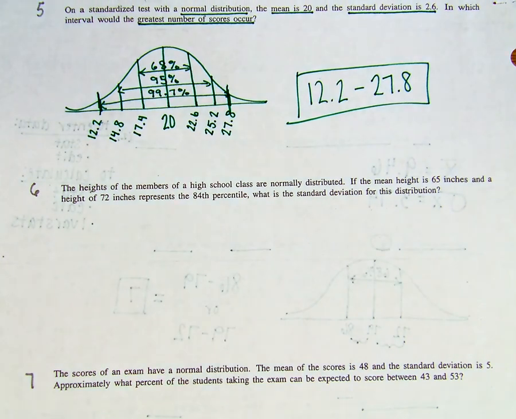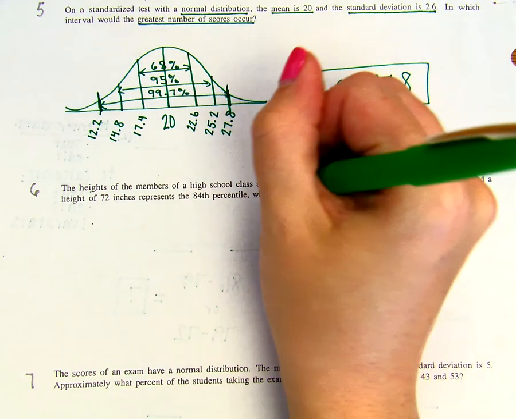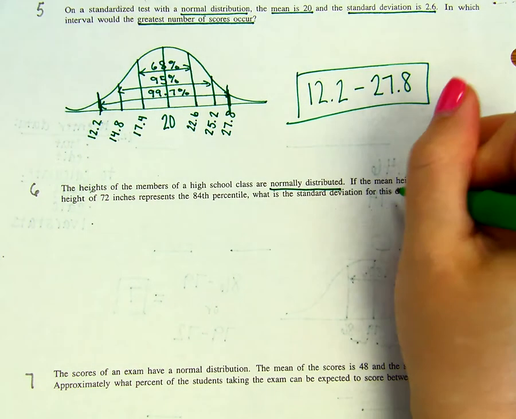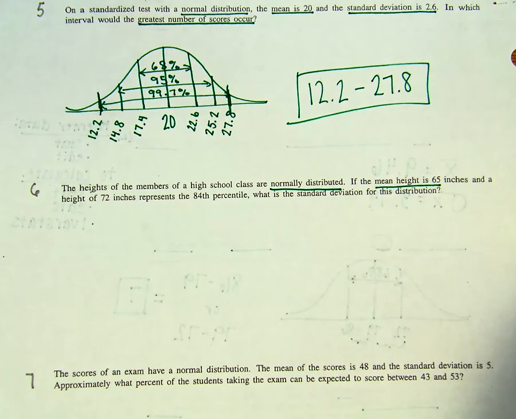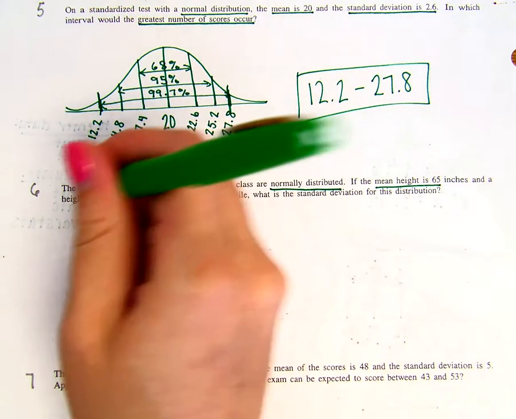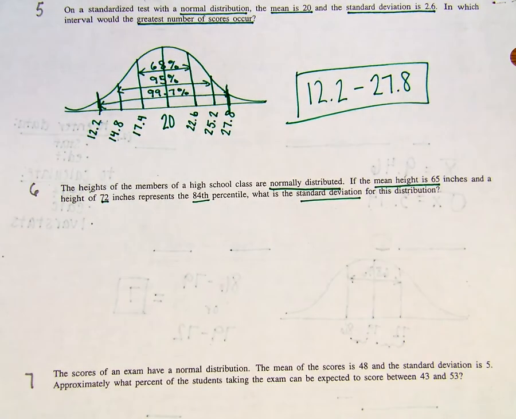Question 6, the heights of the members of the high school class are normally distributed. The mean height is 65 and the height 72 represents the 84th percentile. What is the standard deviation? So this question's kind of loaded. Okay, a lot of going on here. Normally distributed, mean of 65, and a height of 72 represents the 84th percentile. We want to find the standard deviation.